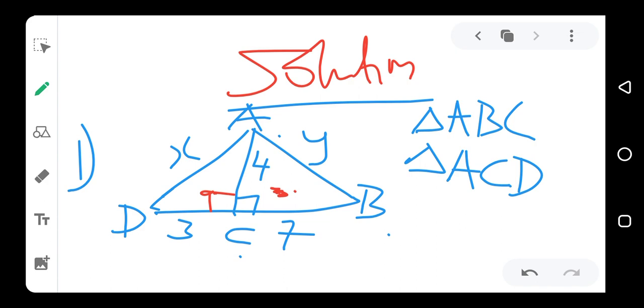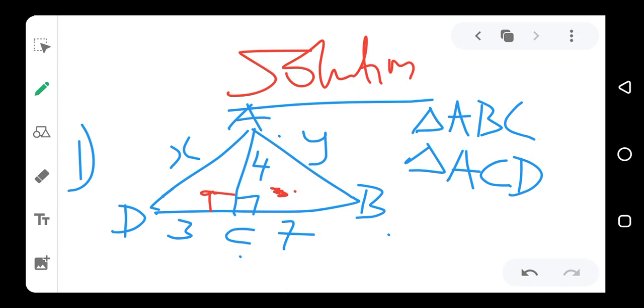Now it means that ABC is a right angle triangle and ACD is also a right angled triangle. So we have 2 right angled triangles inside this big triangle. Now we can use Pythagoras theorem to find the unknown sides. We are looking for x and y.